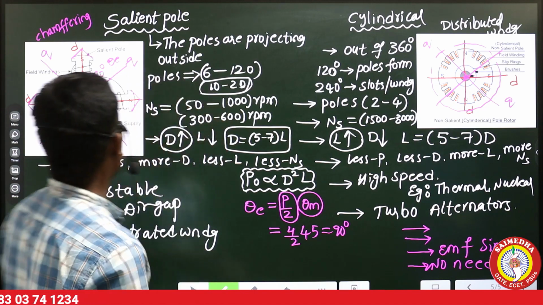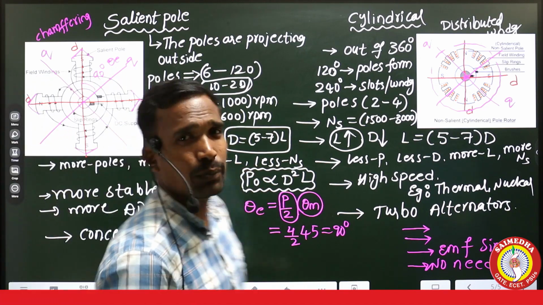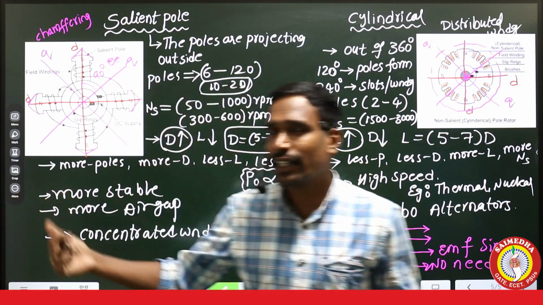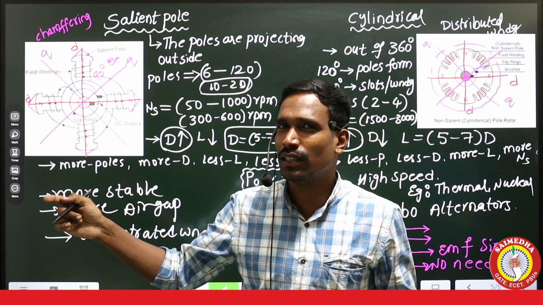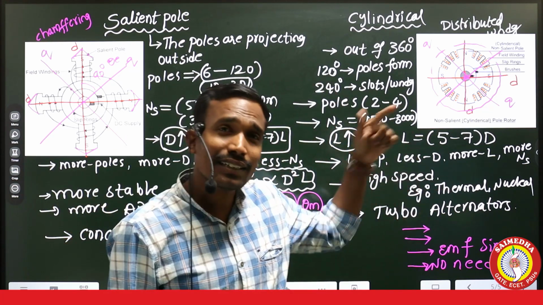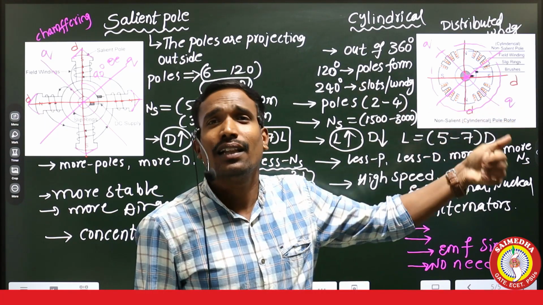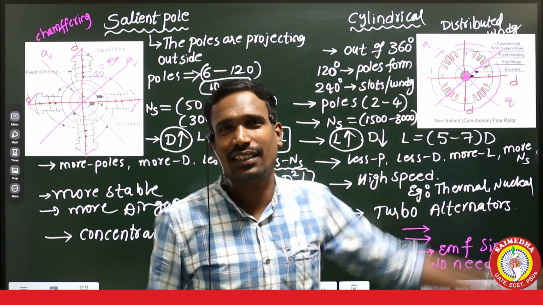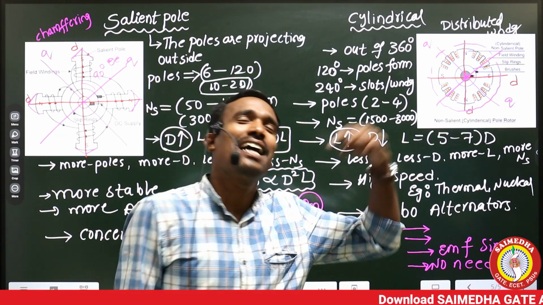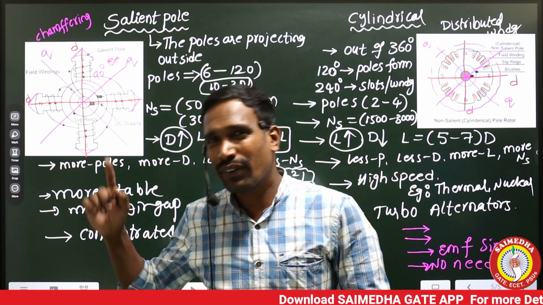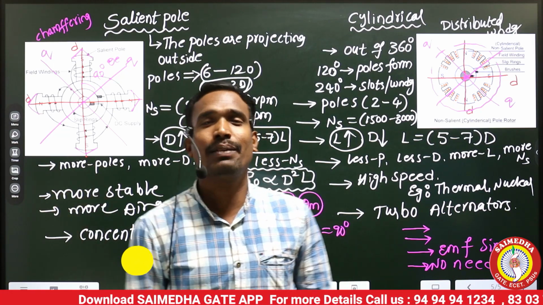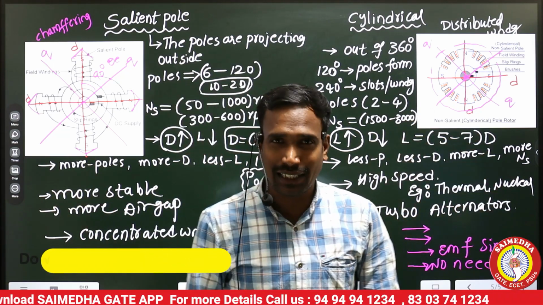So finally, the conclusion for the salient pole and non-salient pole, that is, smooth cylindrical. In salient pole: more number of poles, less speed, more diameter, less axial length. Here, less number of poles, more speed, less diameter, more axial length. Hydro alternators and turbo alternators. Here we need chamfering, here no need of chamfering. Here air gap length is more, stability more; air gap length less, stability less.